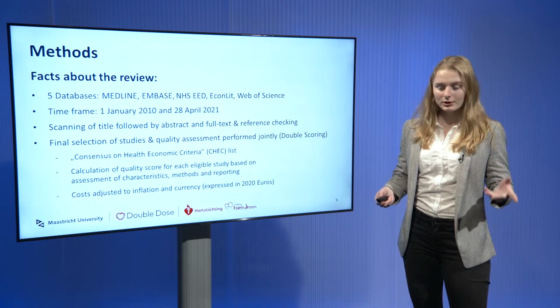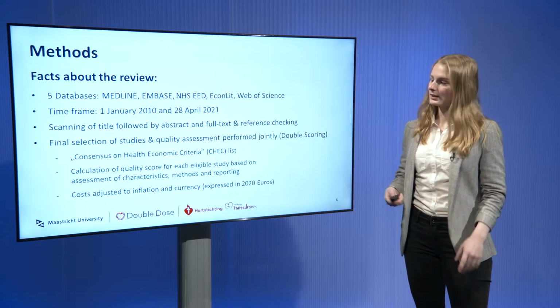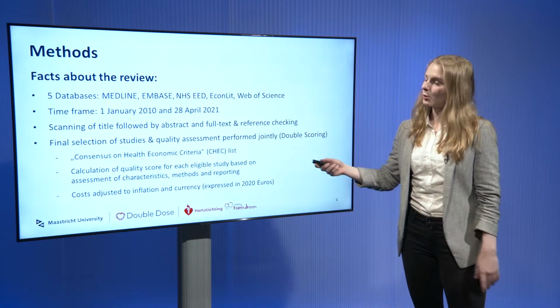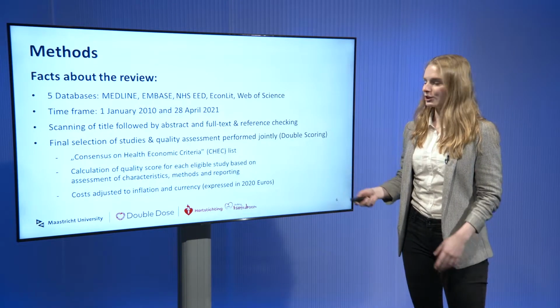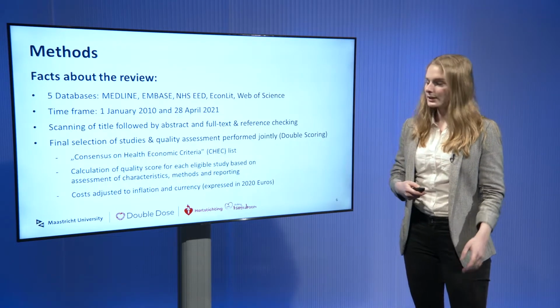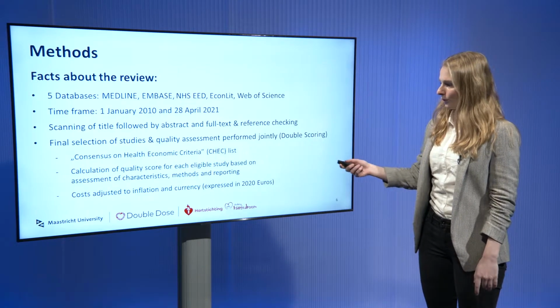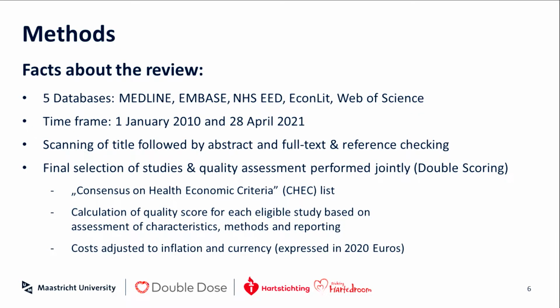The final selection of studies and also the quality assessment was performed jointly, by at least 2 independent researchers. And for the quality assessment of the eligible studies, the Consensus on Health Economic Criteria checklist was used. So we were able to calculate quality scores for each eligible study based on the assessment of the study characteristics, but also the methods and the reporting were assessed. Further, costs reported in the studies were adjusted for inflation and currency, and we expressed all costs in 2020 euros.